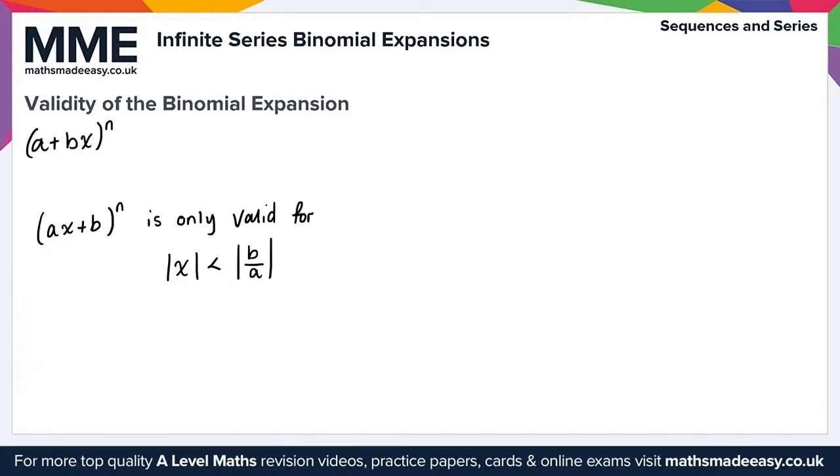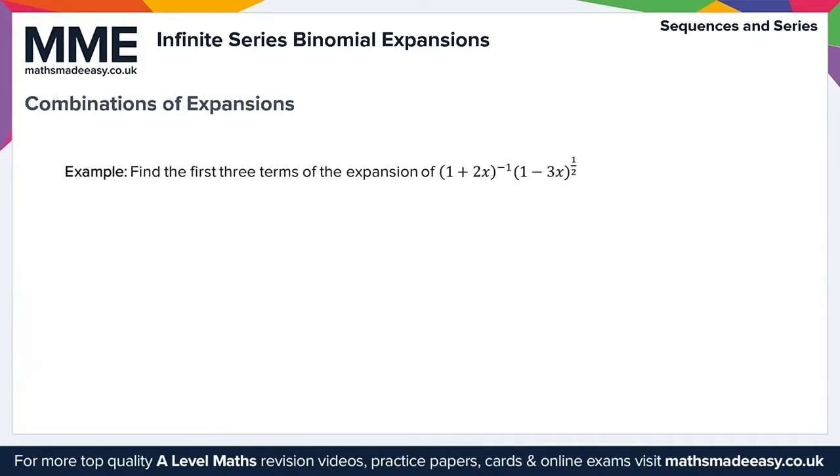And we just note here that if n is an integer, then we do not need to worry about this, because we get a finite number of terms in the binomial expansion, so it can never have an infinite value, and as a result will always be valid. Okay, so that gives us everything we need for the validity of the binomial expansion.